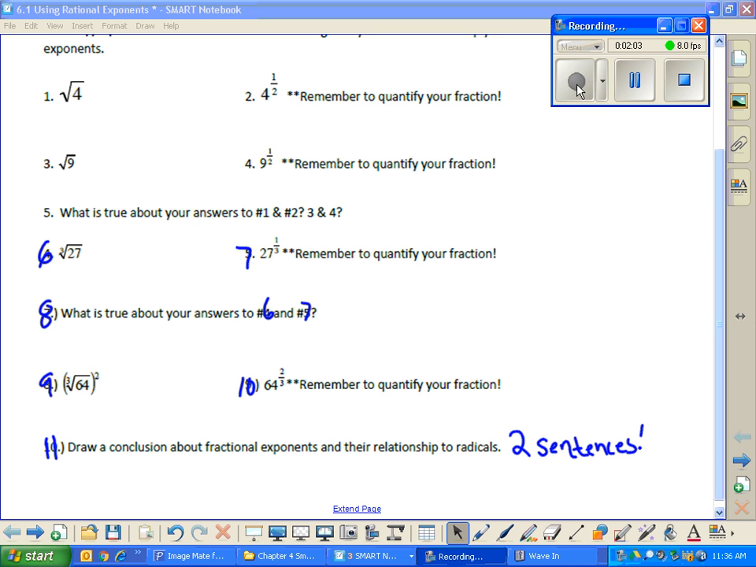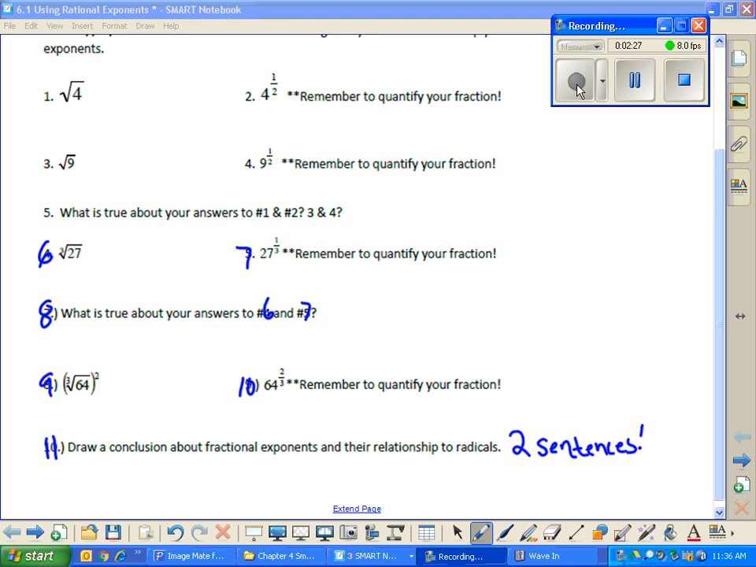So for number 5, what do you notice about 1 and 2, and then 3 and 4? Nick. Excellent. Excellent. Now, sometimes being good at math is a lot about being good at pattern recognition. So I'm hoping that you kind of noticed a little bit of a pattern.